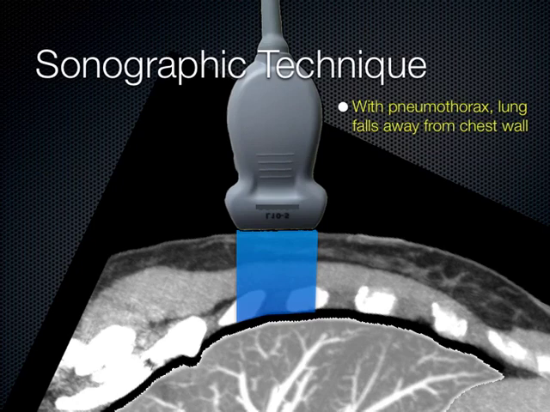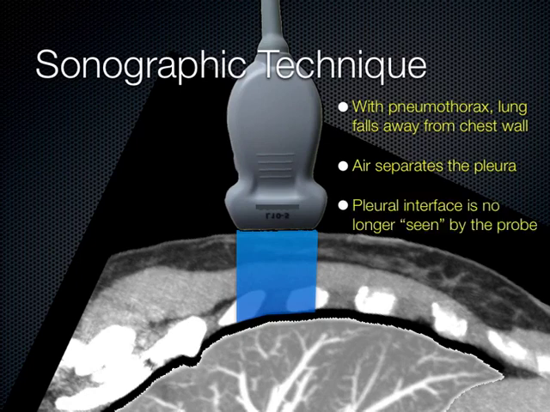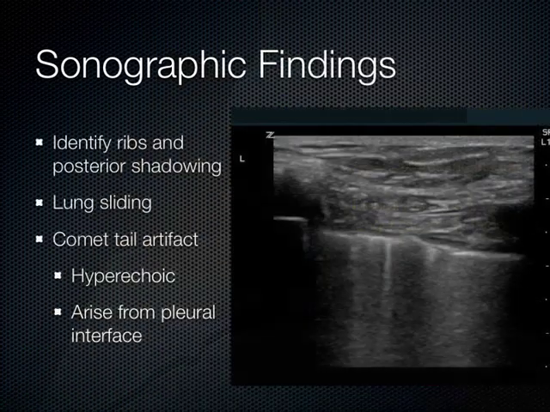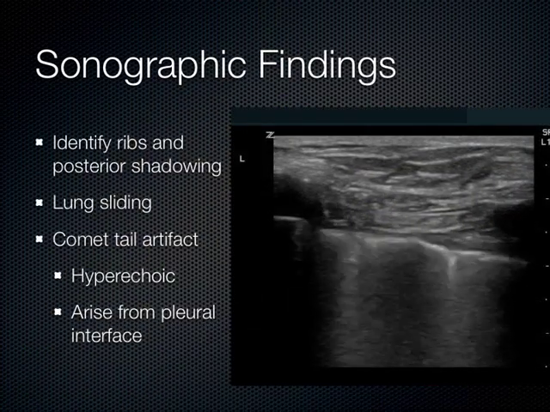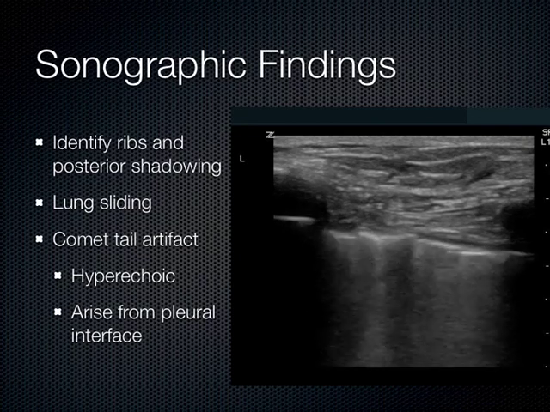Okay, some examples. This patient is breathing. You can see a rib shadow on either side. You can see the pleural line, and you see some probably normal B lines, just very faint ones. But you can appreciate that there's movement at that interface. Okay, ribs and rib shadows.